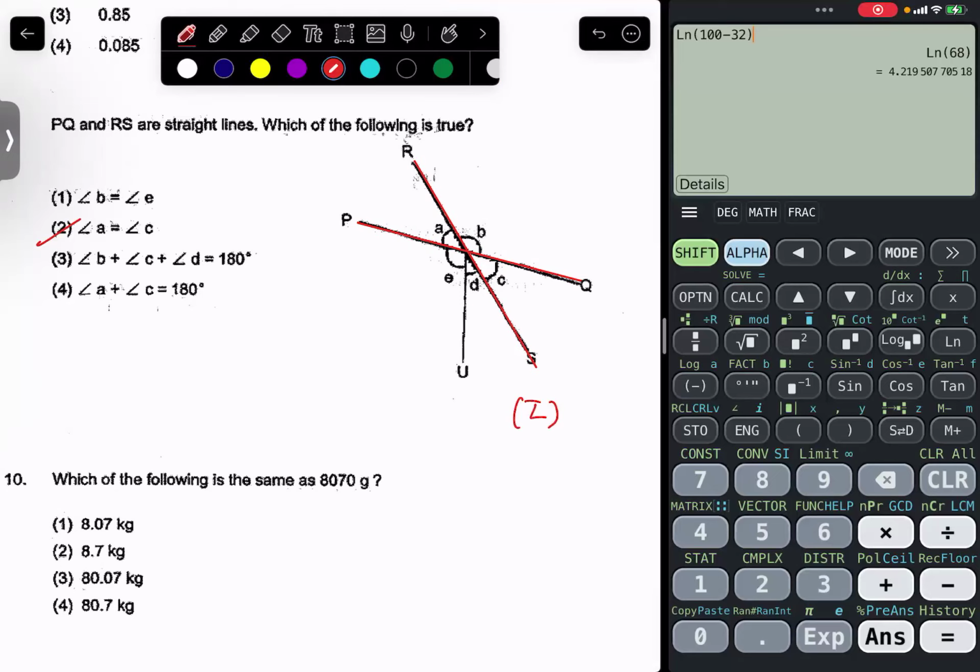Now let's see why the rest are not true. B equals E, right? No, B equals E plus D. Then that will be correct. B plus C plus D is not a straight line. Can you see, it's not even a straight line? It's more than a straight line. So that's why this is wrong. A plus C equals 180 degrees, right? A and C cannot even connect. It's not even a straight line. So that's why this is also wrong.